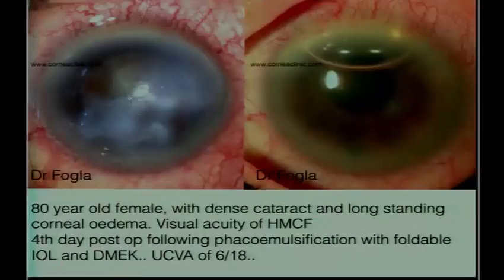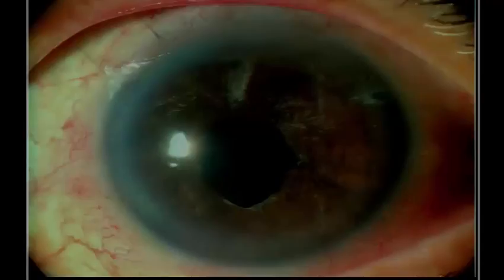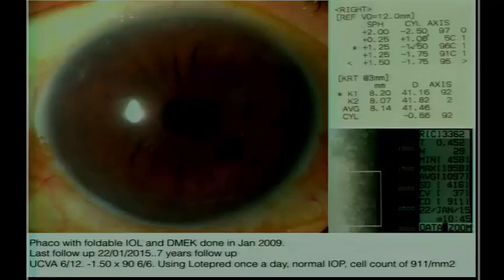This is a patient we operated, 80-year-old with significant epithelial hypertrophy. So we went ahead, phaco IOL and DMEK, and good result. That's again another vitrectomized eye with scleral fixated IOL. That's a patient I did in 2009, and he still comes for follow-up, very regular with his visits. He's still on topical Lotepred, and you can see that at 7 years follow-up, he still maintains a pretty good unaided vision of 6/12, improving to 6/6 with correction, and his cell count is about 911, which is pretty much what I see in my DSEK patients as well.